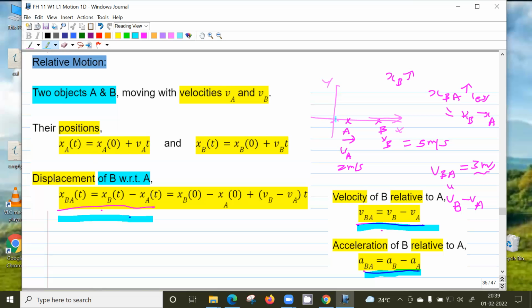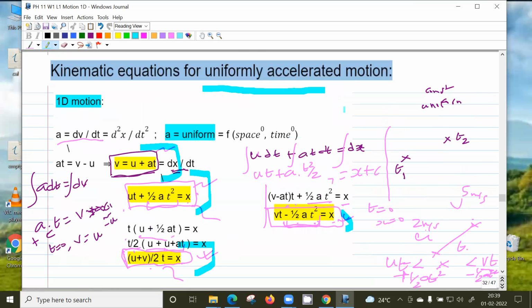See, actually, it's a little bit like an integration concept. See, x equal to ut plus half at square. There, the assumption is that at time t equal to 0, x is 0, right? So instead of that, if I say at the initial time it is at location x equal to x naught, not x equal to 0, it will get added to that x. So strictly, x equal to ut plus half at square, and in addition to that, I have to add x naught. And x naught is the value of x at time t equal to 0.